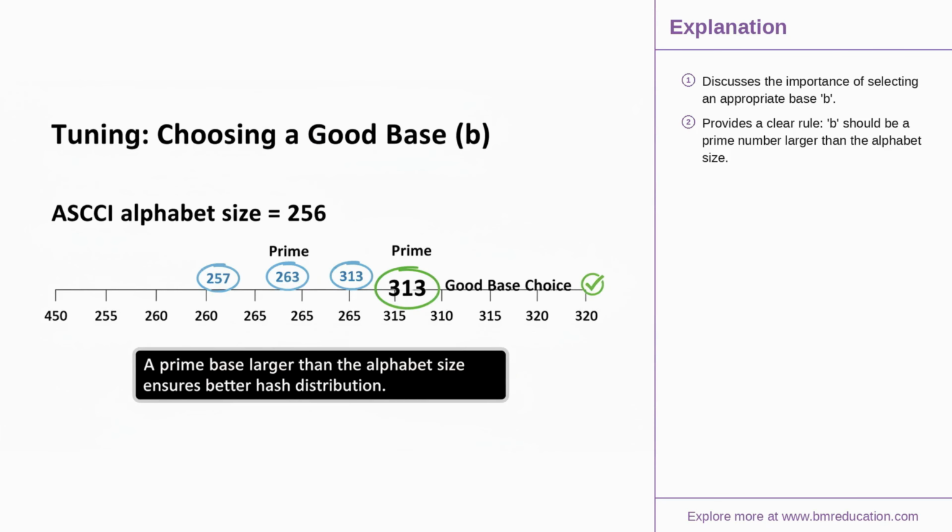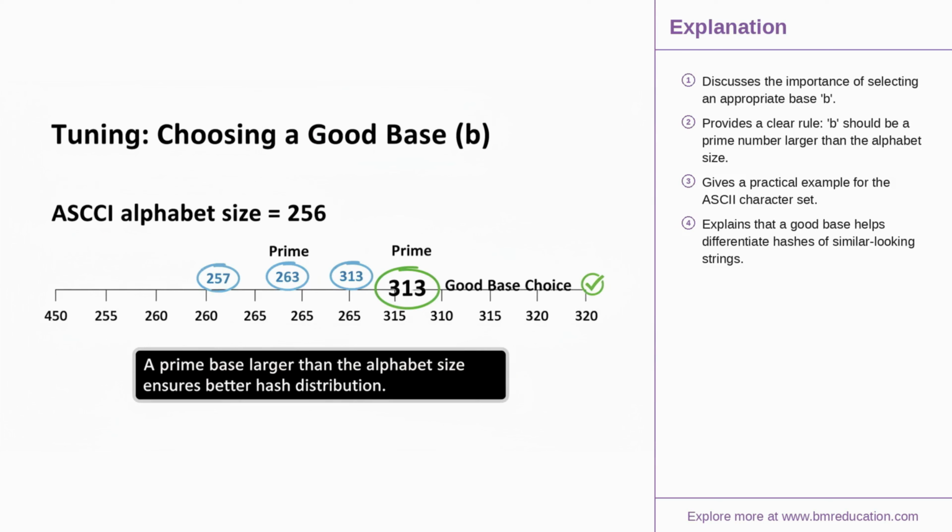Similarly, the choice of the base b is also critical. It should be a prime number that is greater than the number of unique characters in our alphabet. For standard ASCII characters, there are 256 possibilities, so a prime like 313 would be a good choice. A good base helps ensure that similar strings, like ward and word, produce distinctly different hash values, further reducing collisions.